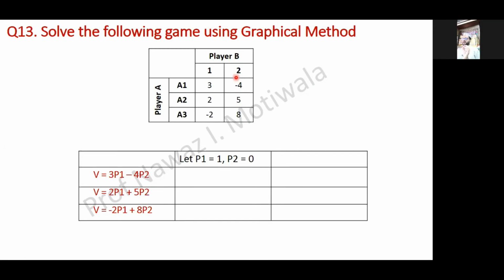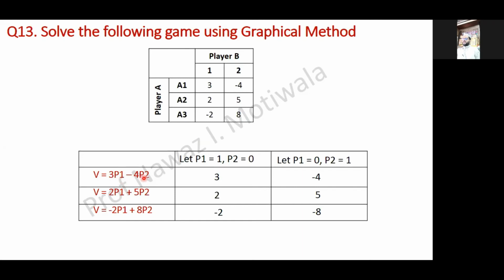But for simplicity of calculation, I am using 1 and 0. So first I am considering that he will not play strategy 2 at all. He will be playing only strategy 1. With this, if I use the values P1 equal to 1 and P2 equal to 0 in the equations which we have just formed, I will get answers like this. Now let me explain how this 3 comes. See here, let P1 be equal to 1 and P2 equal to 0. Just substitute the P1 and P2 values in this equation. So 3 into 1 will be 3, minus 4 into 0 will be 0.